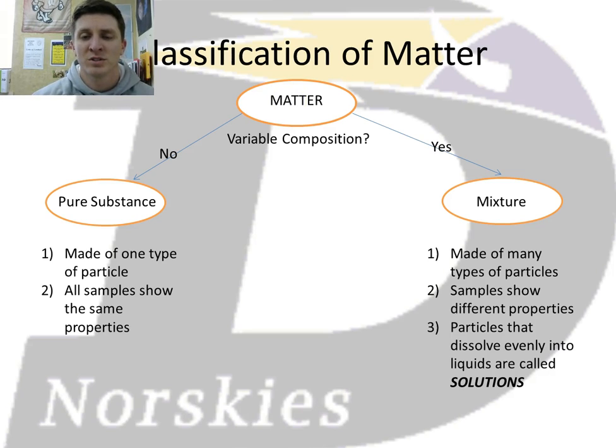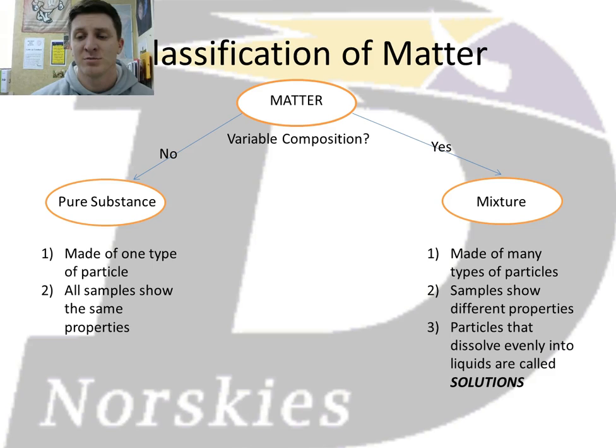The question I ask of students is, let's say we have a piece of matter. Let's say it's a piece of paper. We have to ask ourselves about the composition: does it have a variable composition? What I mean by that is, is it made of more than one thing, or is it made of a uniform substance? If the answer is yes, it has a variable composition, meaning it's made of more than one thing, it's a mixture.